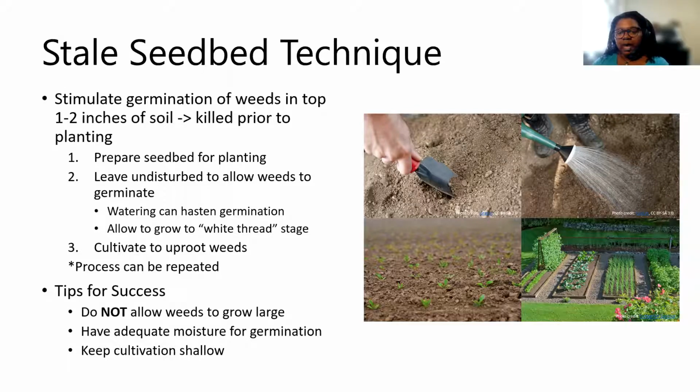For tips for success, again, do not allow these weeds to grow large, because it will be very difficult to remove, and the chance of it reestablishing will be that much higher. Germination loves moisture, so I really recommend watering it instead of just leaving it. If it's particularly dry, many of the weed seeds probably will not germinate, and then you've sort of done this for nothing. And then final tip is keep your cultivation pretty shallow.